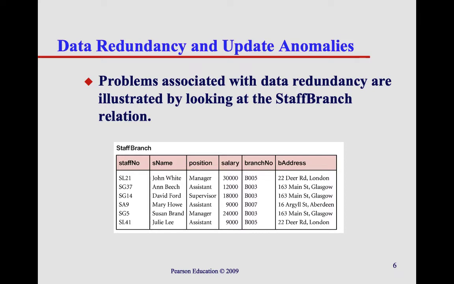Okay, so there's a few problems here. First of all, notice that branch address, this 22 Deer Road, appears in multiple places. Okay, so let's say that branch 5 moves to a new location, and I only update this branch address, and I forget to update this branch address. That leads to inconsistency in our data.